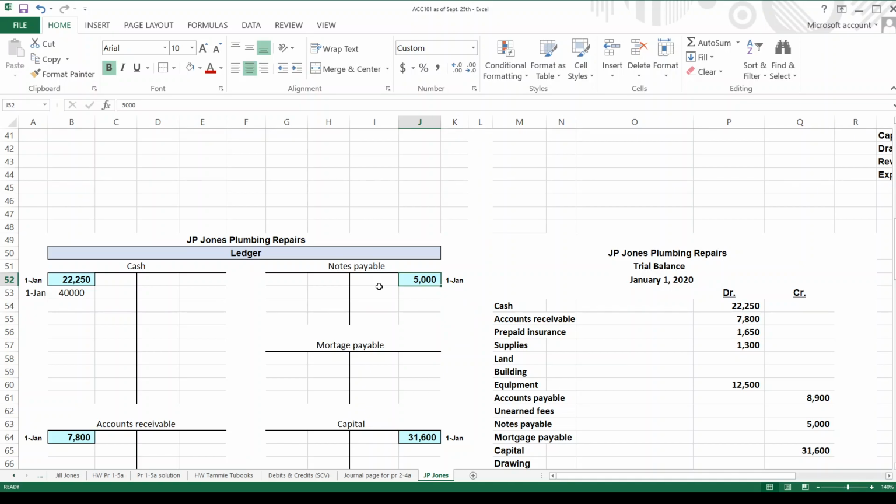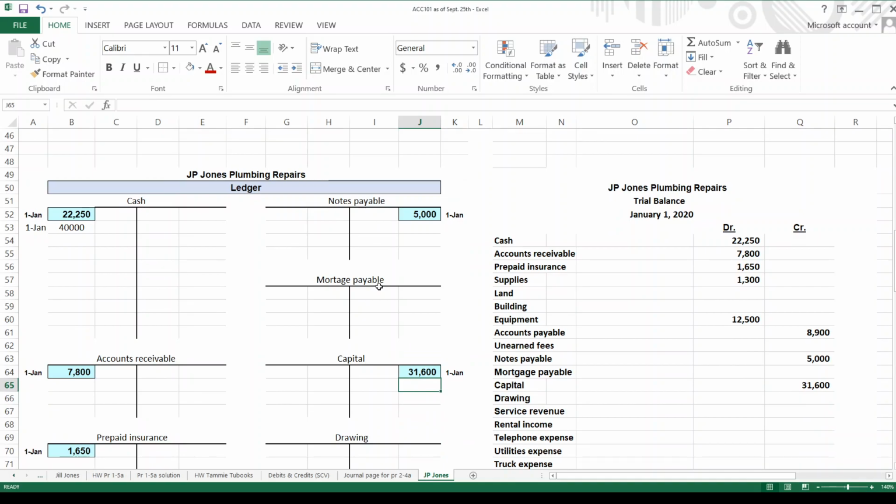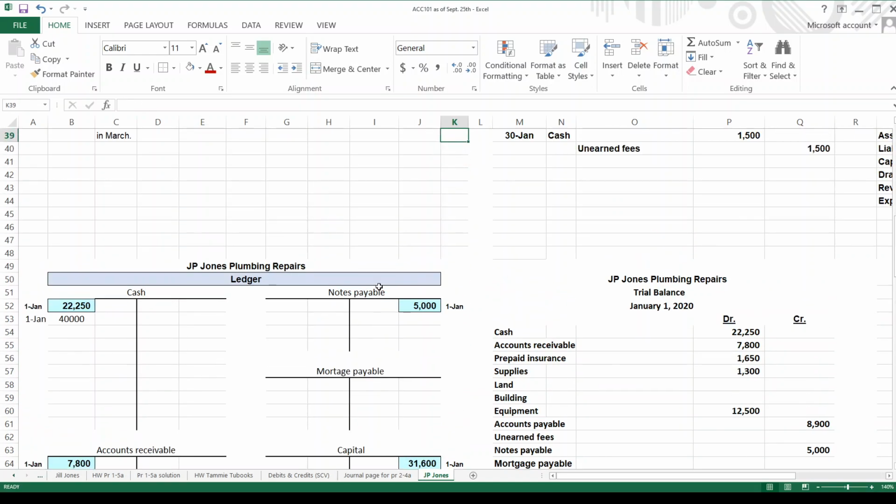Okay, what else happened with that first transaction? It was a credit to capital, yeah? So you put it on the credit side. Zip, zip. We have recorded, or we have posted rather, the first transaction. So we go to the second transaction.